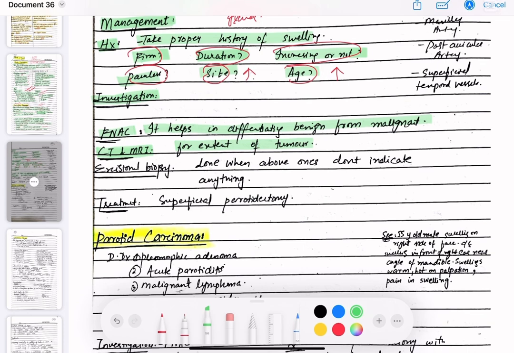Excisional biopsy is done when the above investigations don't indicate anything, and the treatment is superficial parotidectomy. As we have studied, the pleomorphic adenoma involves the superficial layers, so superficial parotidectomy is done.